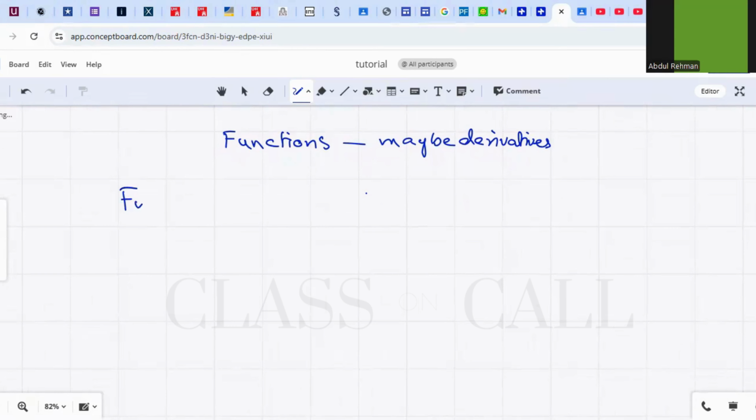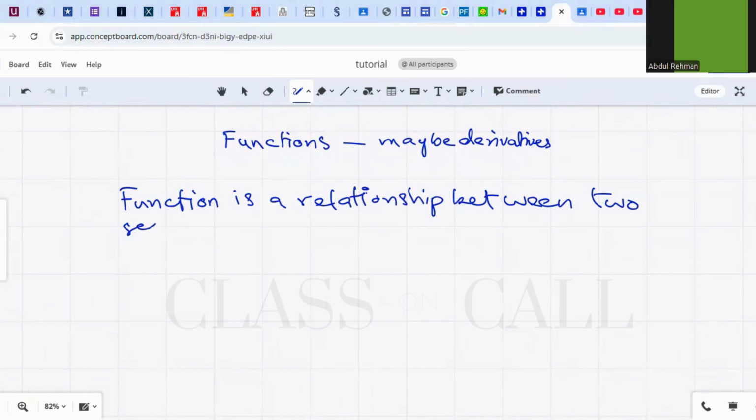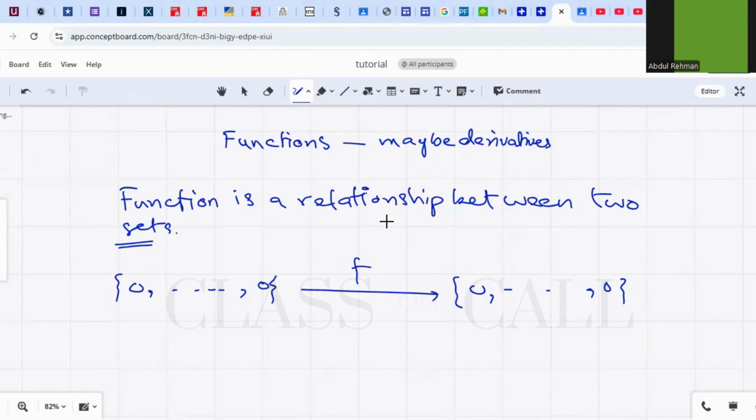So a function is a relationship between two sets. So we know what a set is mathematically. It's a bunch of objects. And so a function is a relationship between two such sets with objects in them. And so the objects could be anything. It could be numbers, or it could be other things like colors, names of students, and all that.